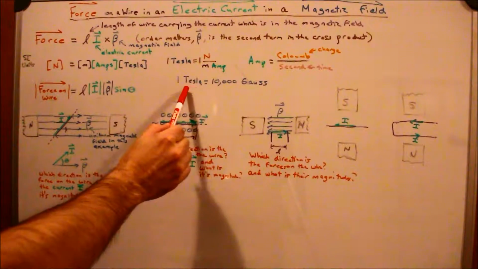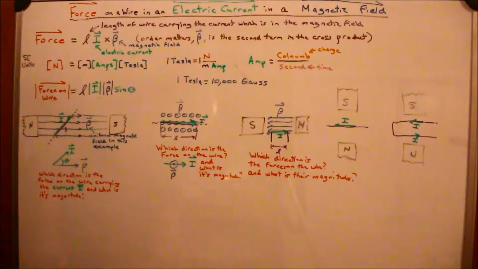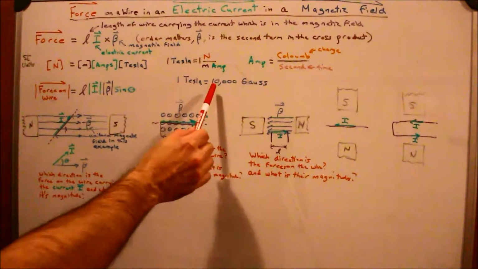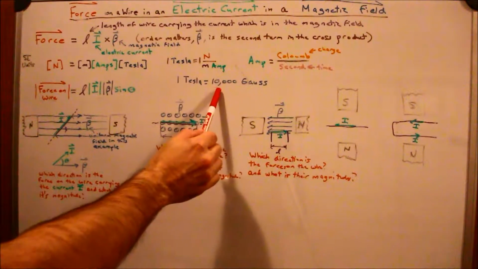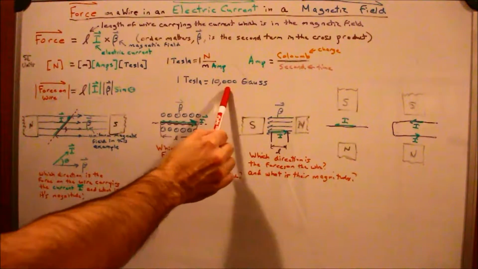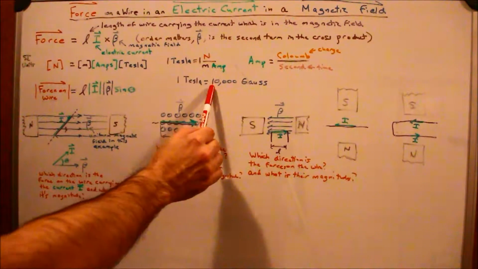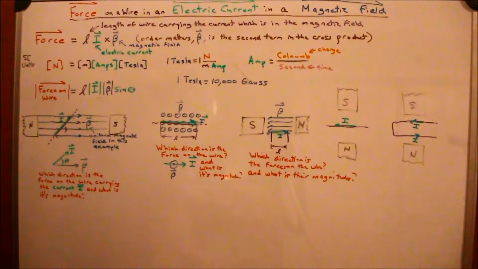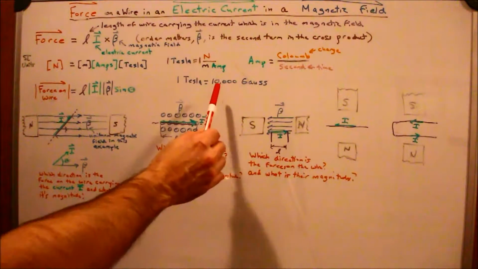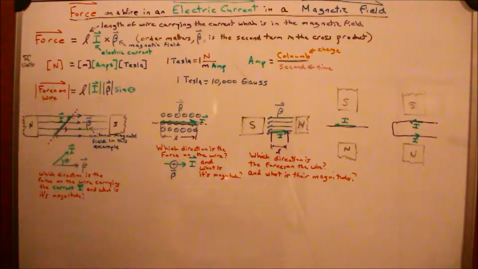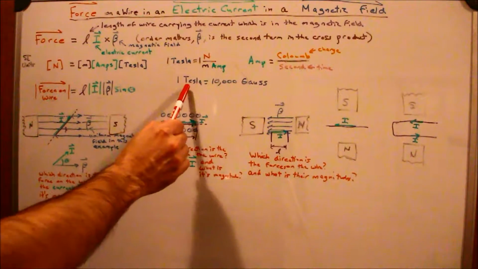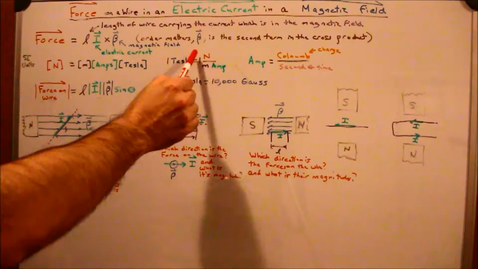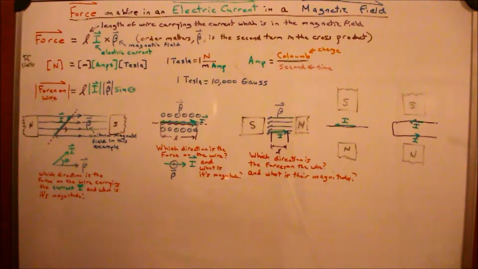For a non-SI unit, it's not 1,000 or 10,000 or 100,000. It's 10 to the 4. So 1 Tesla is 10,000 Gauss. And these are kind of more units we're familiar with for Earth in most applications. A Tesla is a very high magnetic field strength, and that's why Gauss is typically used as well. But the SI unit is Tesla, which is this.